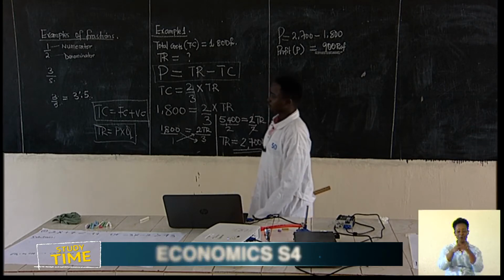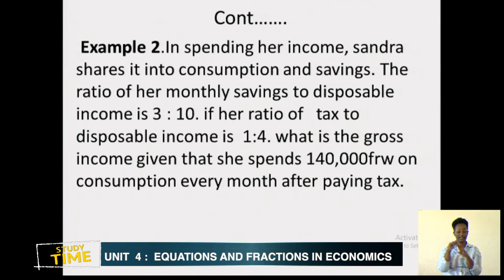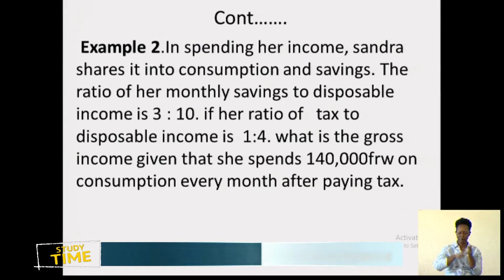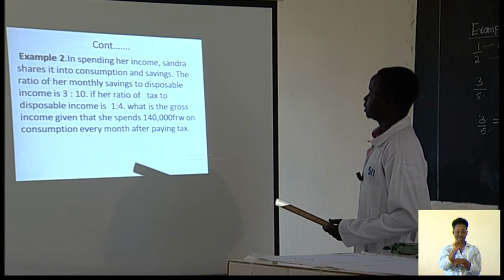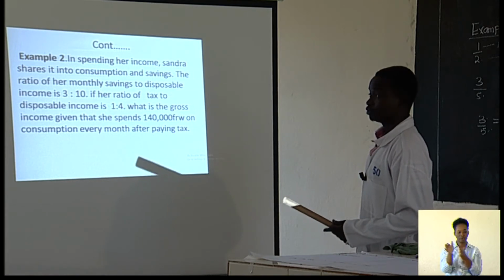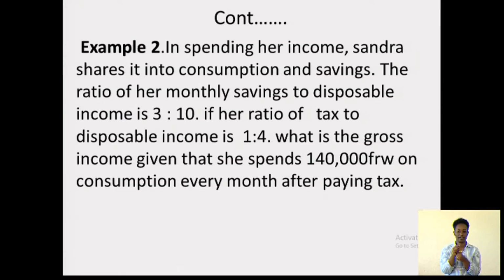Then let's look at application number 2, example 2. In spending her income, I want you to read it very well and understand it. In spending her income, Sandra shares it into consumption and savings. You know consumption, you know savings. The ratio of her monthly savings to disposable income is 3 to 10. Now here we are applying ratios.